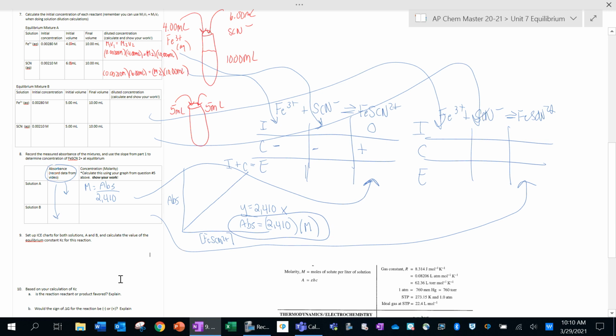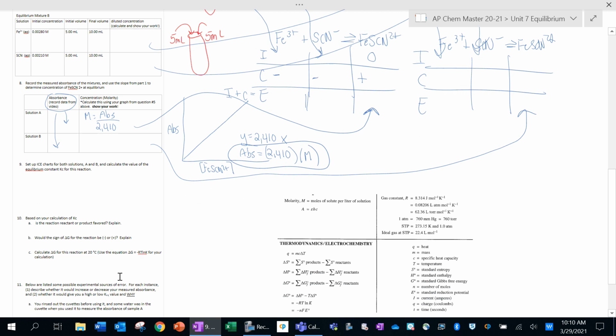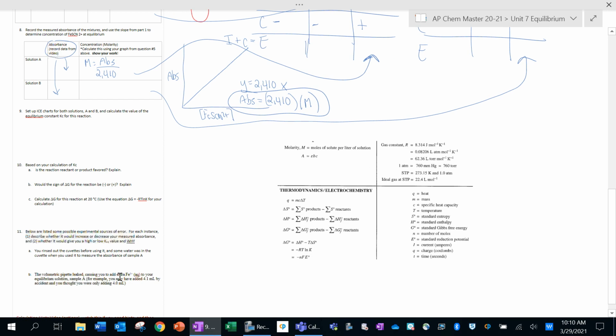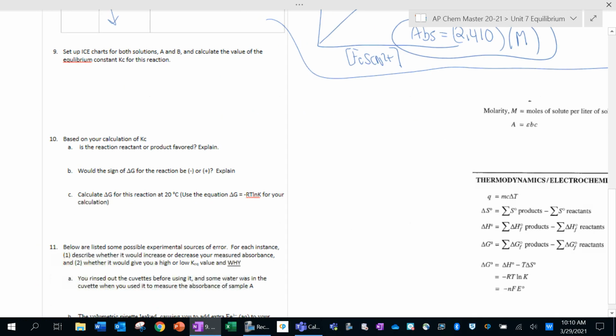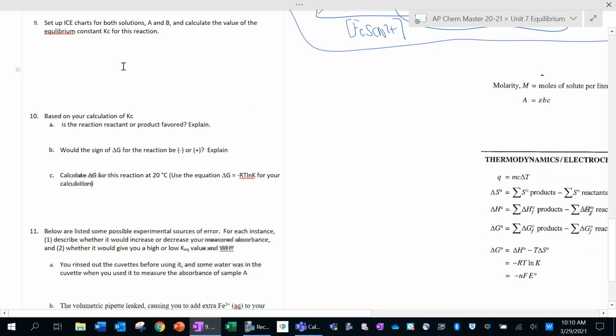And then what we want to do next, once we calculate K, a related thing we could do is we could actually calculate the value of delta G. So down here, based on our K value and whether our K value is greater than or less than 1, we could figure out if it's reactant or product favored, and whether we predict the delta G to be positive or negative. And then we can actually calculate delta G using this equation right here. So delta G equals negative RT ln K.